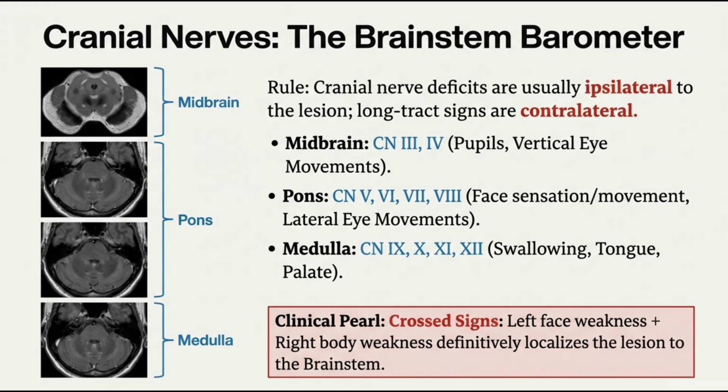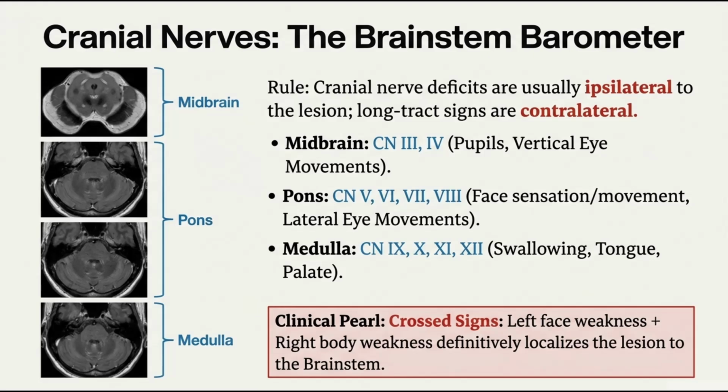It is. And because the cranial nerve nuclei are scattered all along its length, they act as perfect little mile markers for us. And the slide groups them. So the midbrain has cranial nerves 3 and 4, the pons has V through 8, and the medulla has 9 through 12. This is the 4-4-4 rule, roughly speaking. It's a great way to remember it.